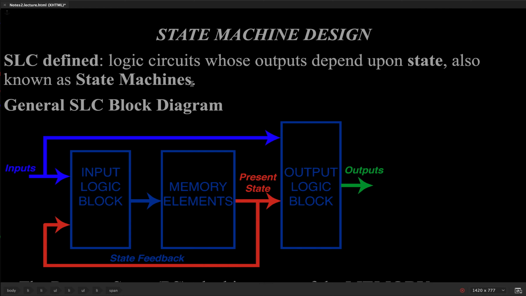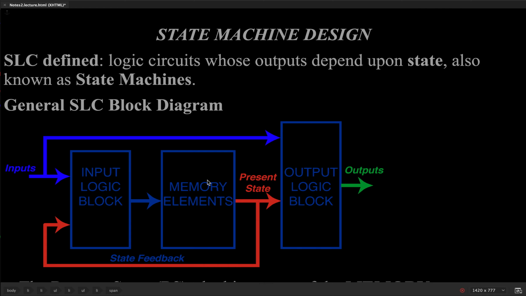Now, I will be going through this very fast, and so you may be somewhat confused, but that's all right, because I will be re-explaining how this works and filling it in at a later time. So first of all, what is a state machine? A state machine is a sequential logic circuit whose outputs depend upon state, also known as a state machine.